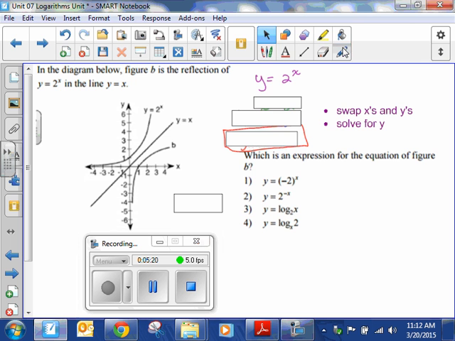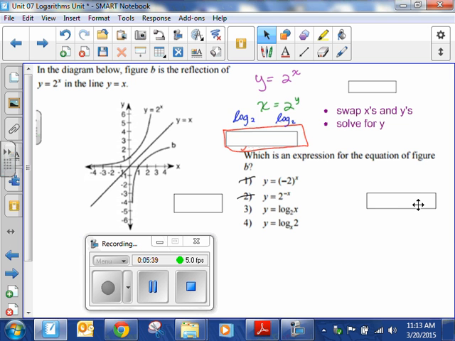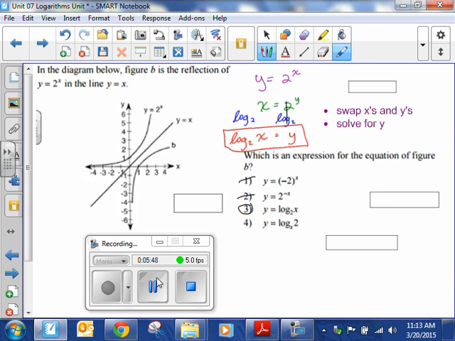And since we know that this is a logarithmic function, we can cancel 1 and 2 because neither of these have logs. When you solve algebraically, you swap the x's and the y's. So the y becomes x and the x becomes a y. We solve for y, which means we'll have to take the log base 2 of both sides. This cancels out, and we're left with log base 2 of x equals y, which is answer choice 3.